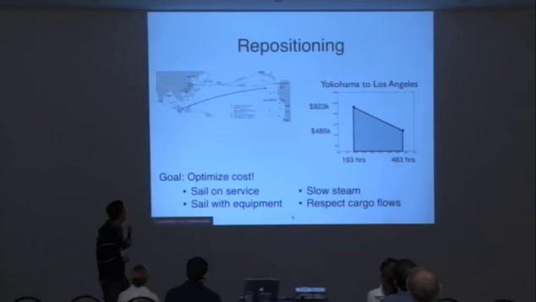If you sail fast from Yokohama to Los Angeles, it would cost about $900,000 if you sailed in about a week and a half, very fast. However, if you sail slowly, it takes 2.5 weeks or so, and costs $485,000. That's a huge savings of money just by going slowly. So we want to try to find optimal plans where we can slow steam our vessels and still make our time deadlines.